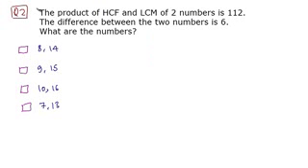Now let's move on to question number 2. The product of HCF and LCM of two numbers is 112, and you have been given the difference between these two numbers, which is 6. You have been asked to find out these numbers. Let's say that these two numbers are A and B. Let's assume A to be X, and the difference has been given as 6. If A is X, B would be X plus 6.